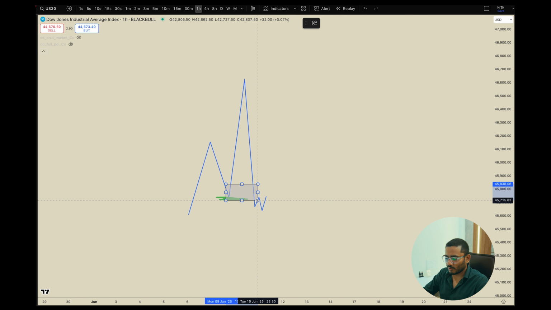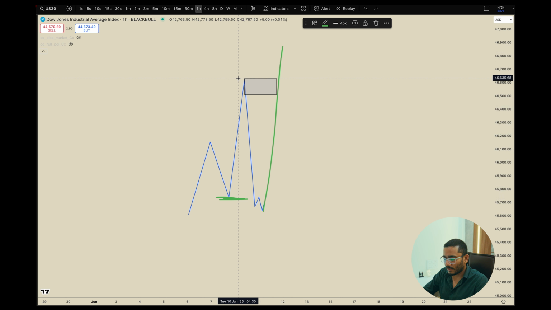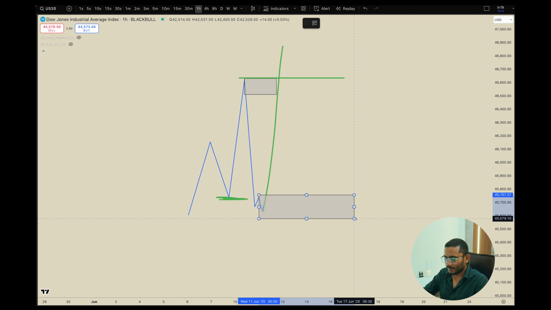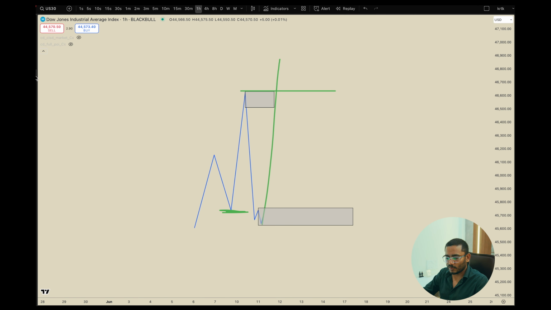First price hits their stop loss over here, and now they are trying to sell here because they are thinking it's a change of character, or maybe price is now going to the downside from here. But what actually happens? Price will hit their stop loss over here, and now we will try to enter right at this area here.